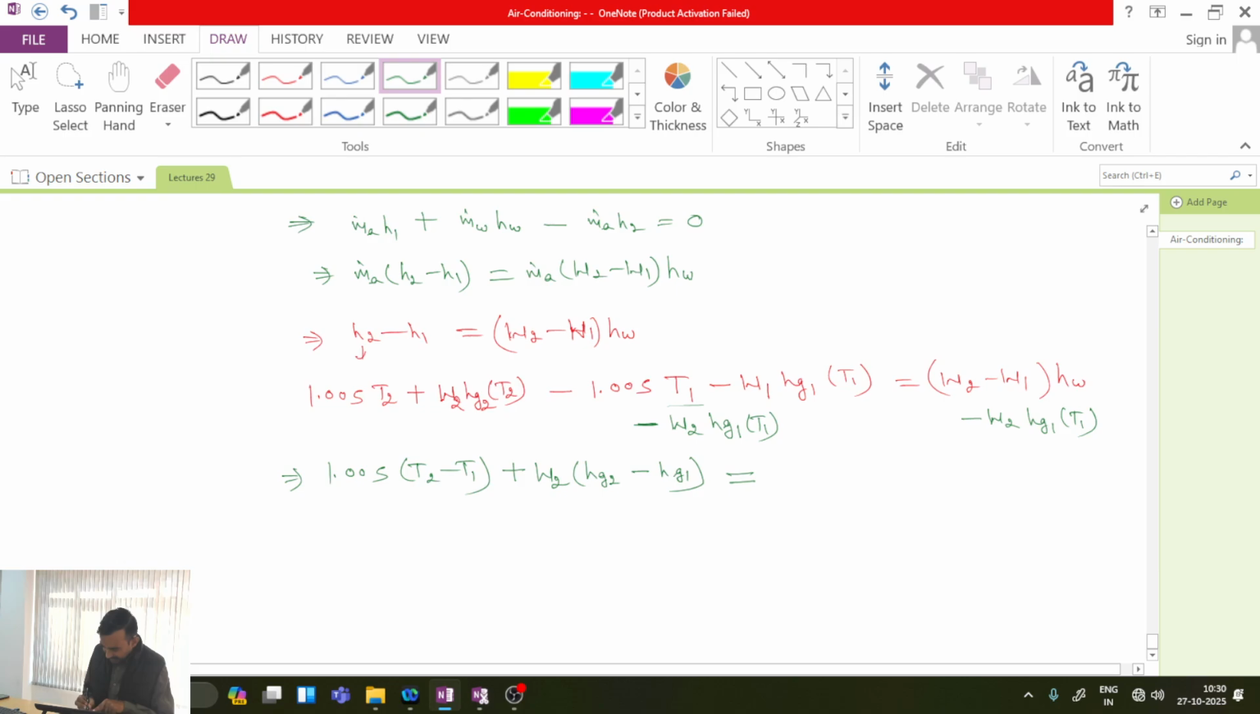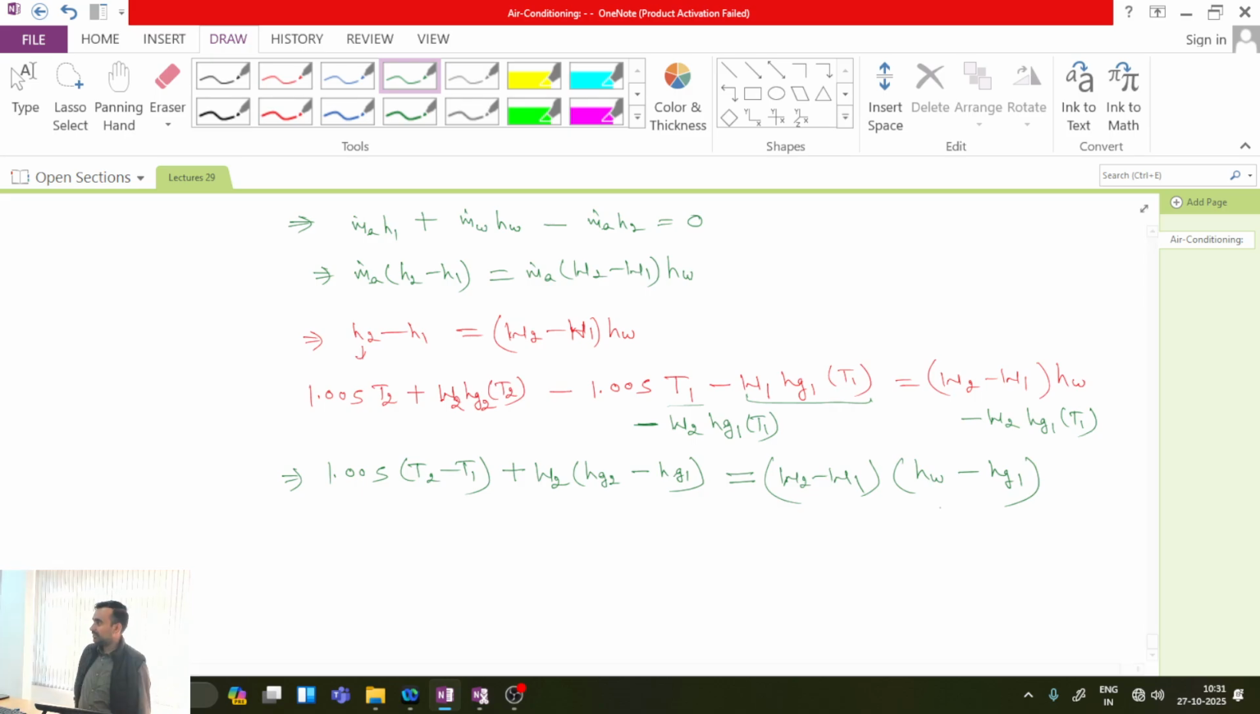On the right hand side, I can also take this W1 to the right hand side. If I take this W1 to the right hand side, what will it become? This term, plus W1 into Hg1. Okay. So again I can take (W2 minus W1) common on the right hand side, and inside I will simply get HW minus Hg. Clear or not? Please tell me.